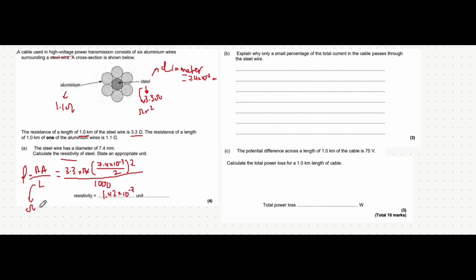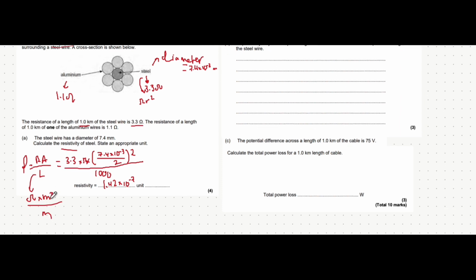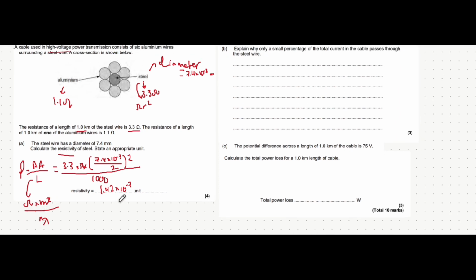Now, if you struggle to remember units, I'll give you a tip to help you remember. Resistance is measured in ohms. You're multiplying onto that the cross-sectional area, which is measured in meters squared, and you're dividing that all by the length, which is measured in meters. Meters squared over meters cancel out, leaving you just ohm meters. So that's the unit for resistivity.